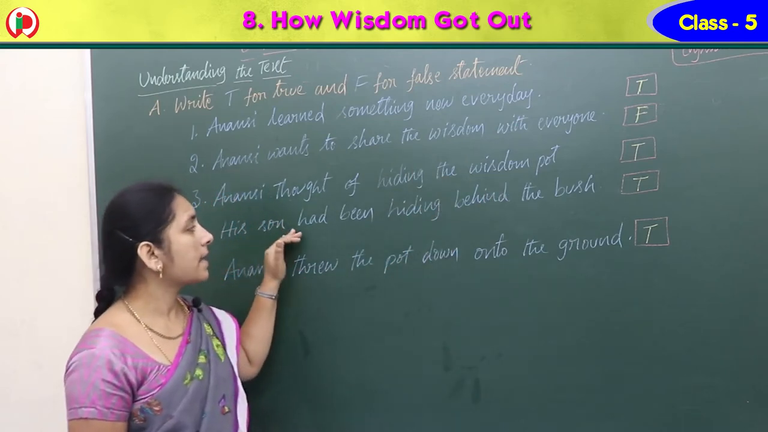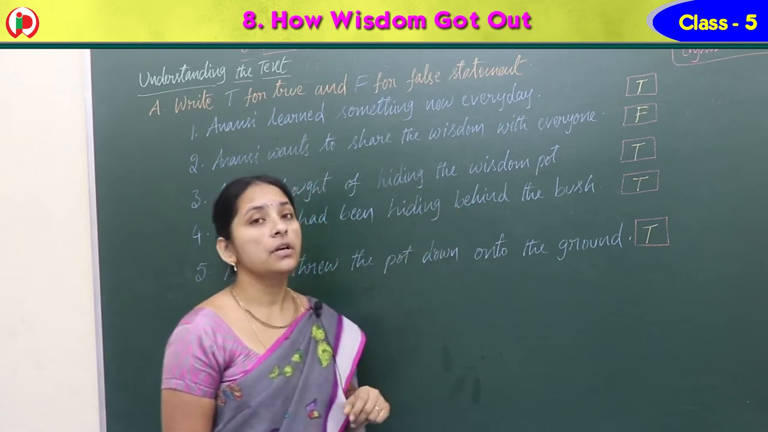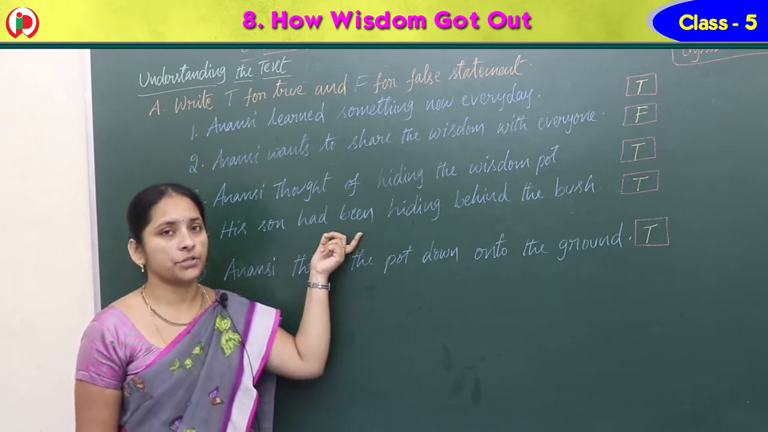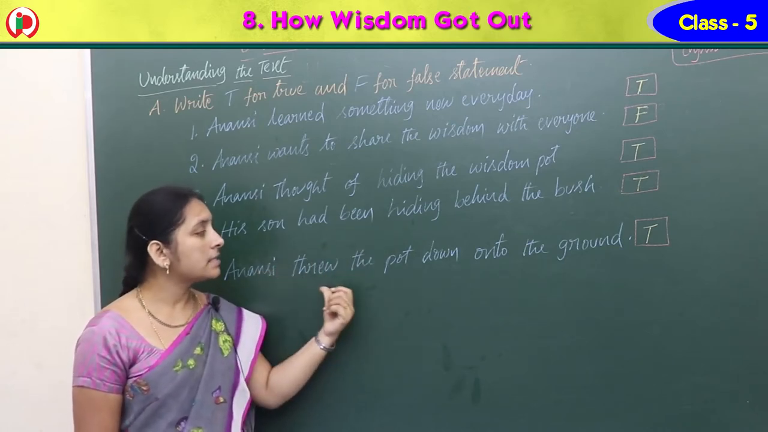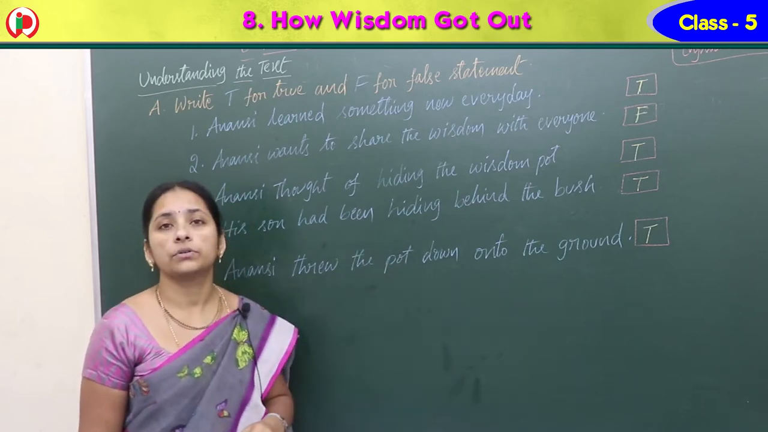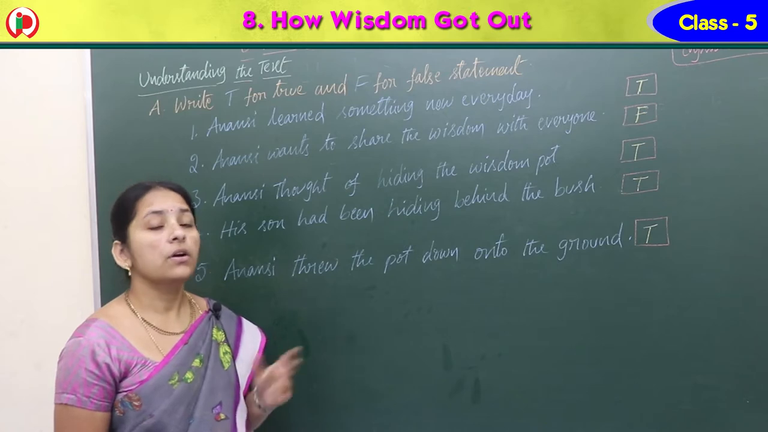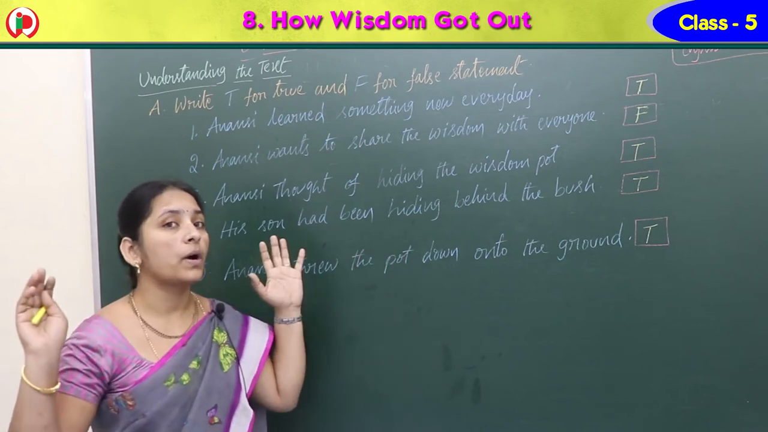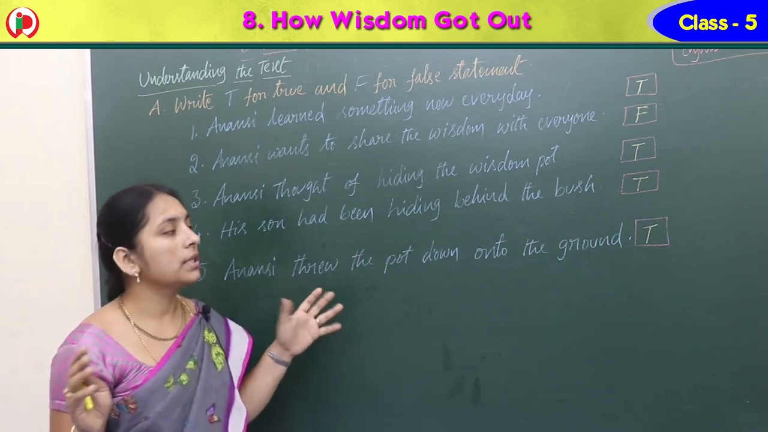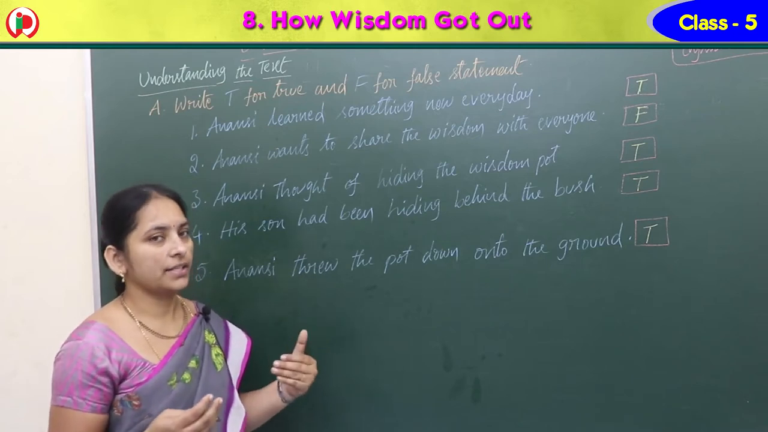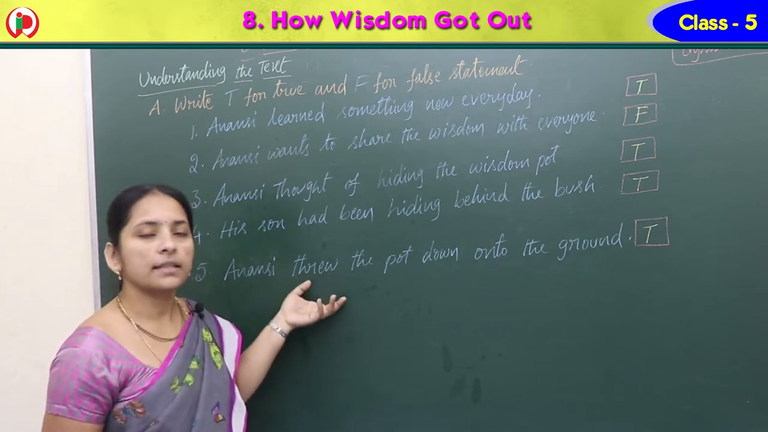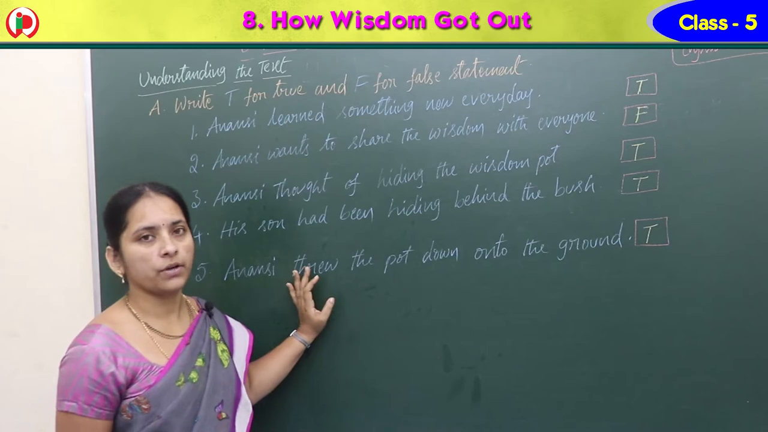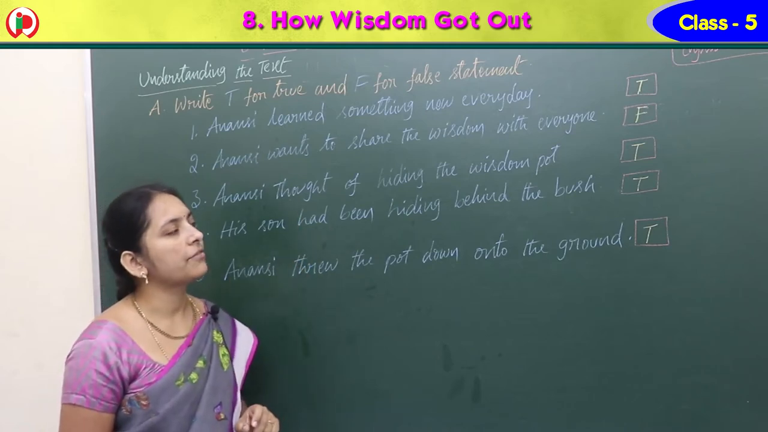And see the next one, his son had been hiding behind the bush. So what his father was doing, that his son observed, na, by hiding himself behind the bush. So that is also true. And next one, Anansi threw the pot down onto the ground. So Anansi threw the wisdom pot onto the ground. Yes, this is also true. At last he did this one. Then only the total wisdom spread over all the corners of the world. Then we got the knowledge, right? So these are the statements they have given from the lesson. Out of those, one is false and the remaining are true. Okay, Nana? So write these answers in your book, all of you.